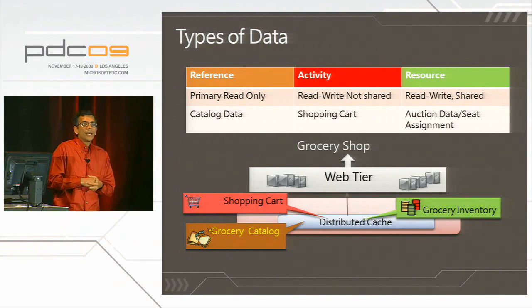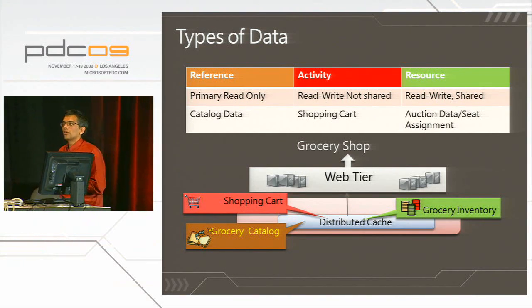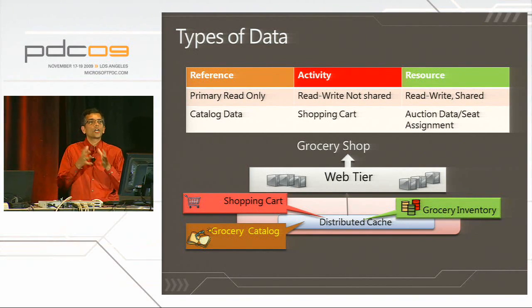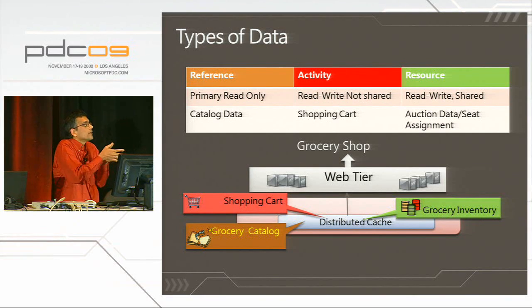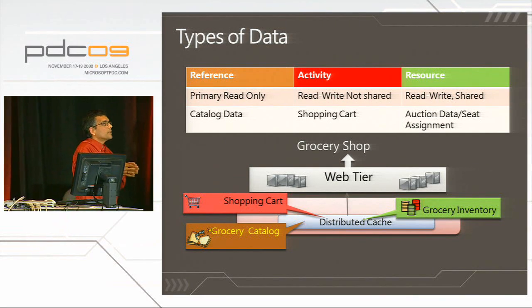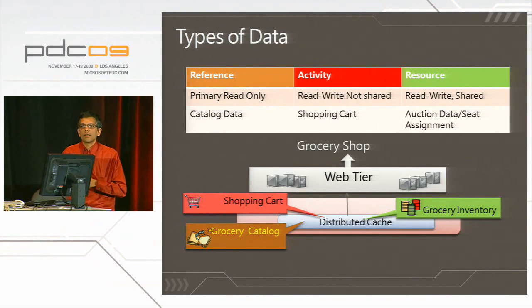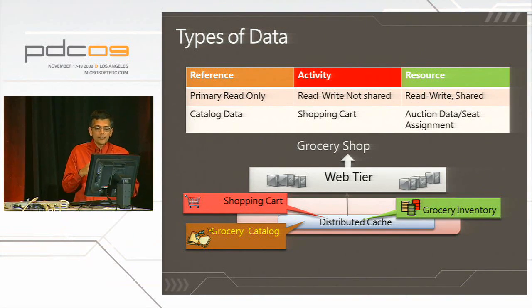The other part, when you actually go around shopping for your grocery items and you're adding them to the cart, that's your shopping data, right? And that's not shared. Basically, each one has its own shopping cart. And typically, you don't want to lose that shopping cart, so you do want to turn on something like HA, high availability, on.